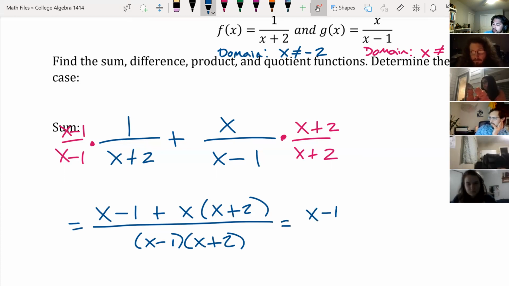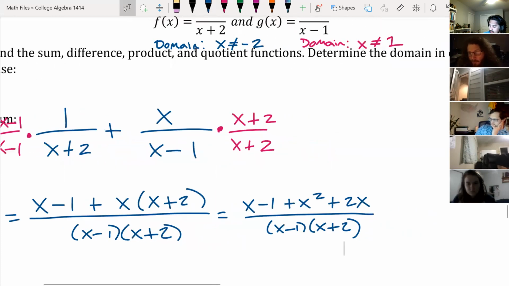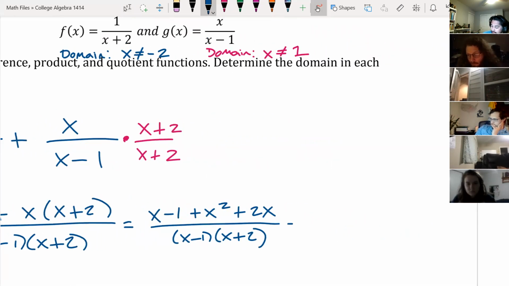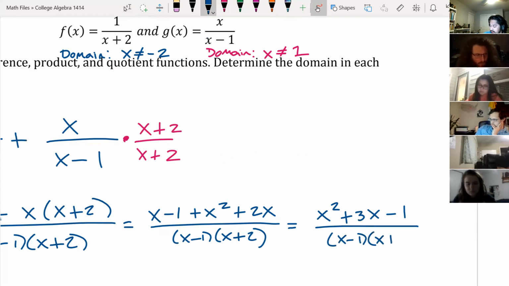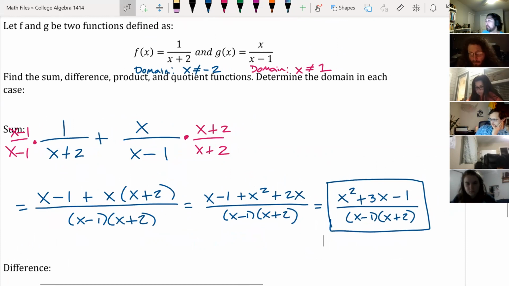And we get x minus 1 plus x squared plus 2x over x minus 1 times x plus 2. On our final cleanup, combine like terms, you should get x squared plus 3x minus 1 over x minus 1 times x plus 2. So that is the sum of both of these functions together.